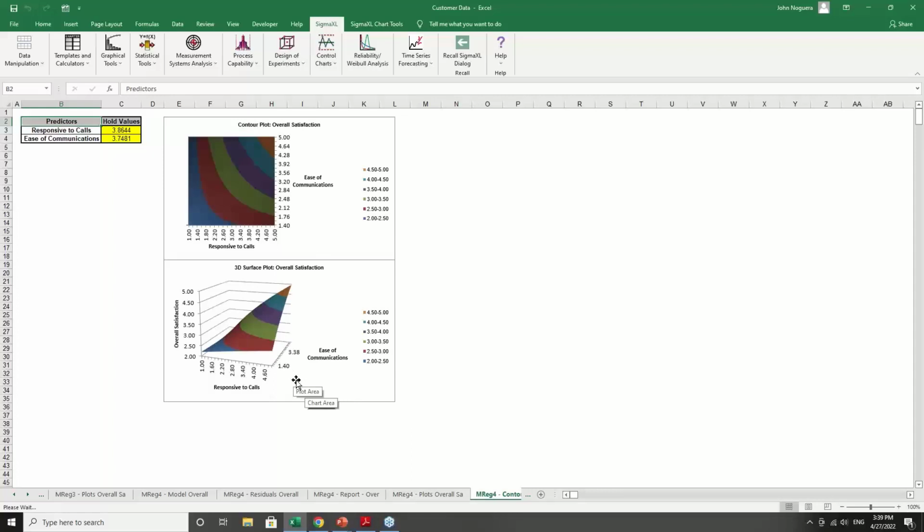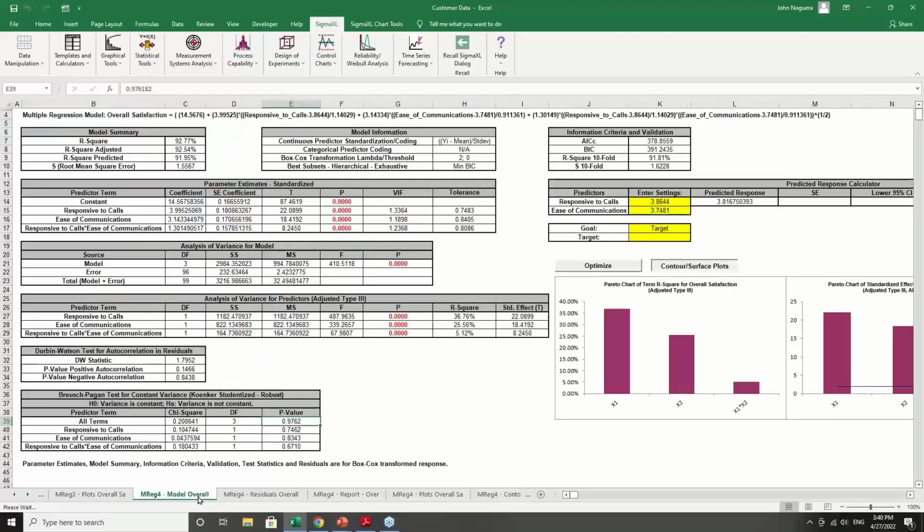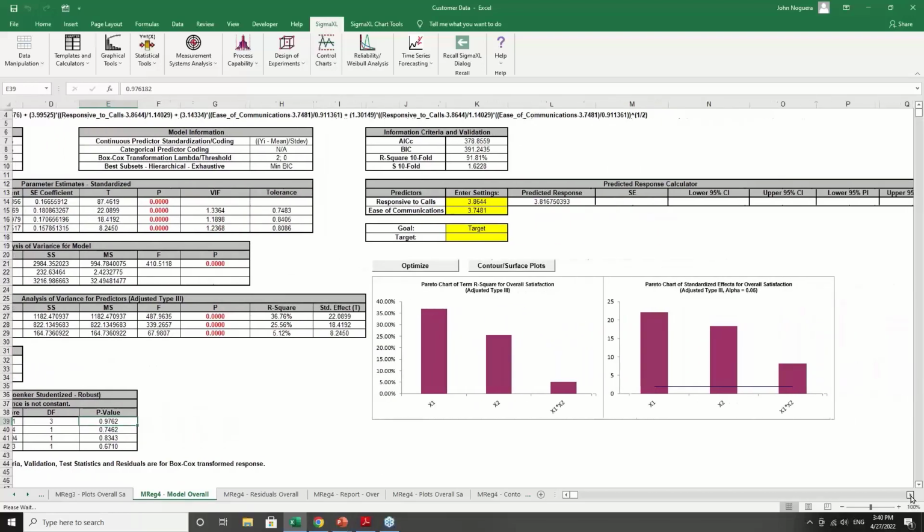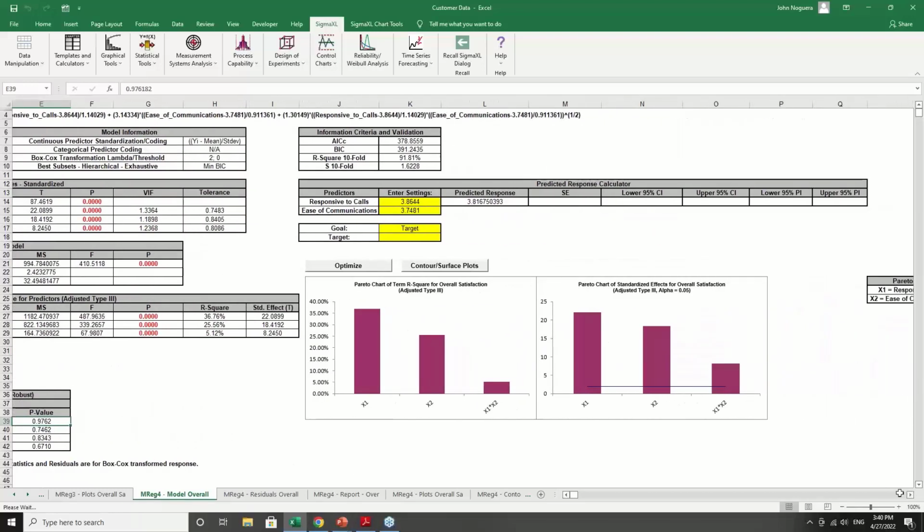If we had more, then there would be a matrix of contour plots produced. And the hold values would be whatever you put into the prediction calculator; it would use those as hold values for the other variables not included in the contour plot. I'm going to do an optimization. So I'm going to maximize my customer satisfaction.